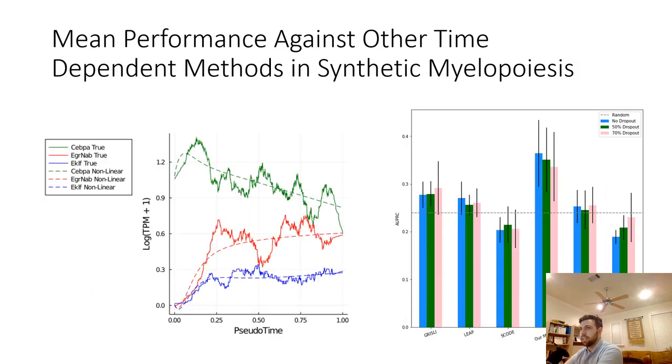We then validated our method on a more complex biologically based model from the BoolODE framework based on synthetic myelopoiesis. In this case, we show that we both can reflect the expression trajectory of the data as well as outperform other methods in the literature on the network inference task based on the area under the precision recall curve.